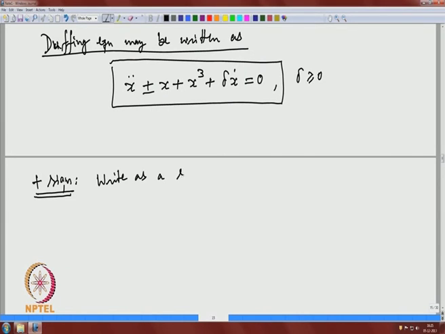So, let us write it as a system. So, we will continue this linear stability analysis for the Duffing equation in the next class, and we will also see how the theorem of Perron is proved, and more examples regarding this linear stability analysis and stability analysis in general. Thank you.